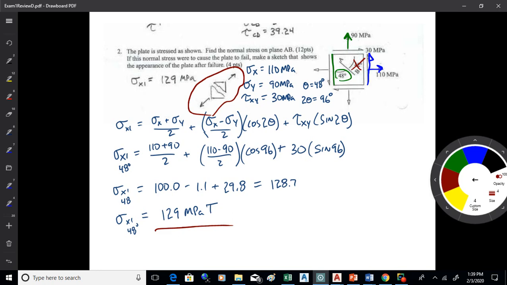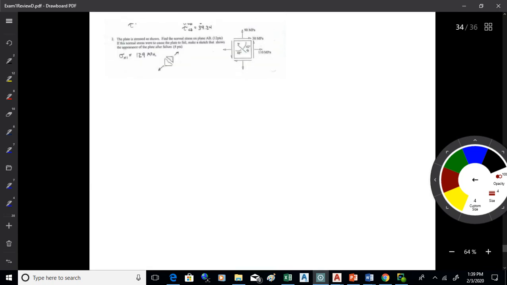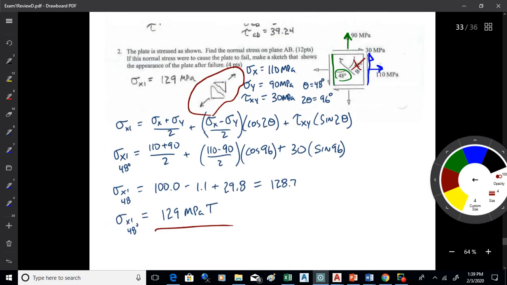Okay. Now, a couple more things on this one, but are we good with that? Any questions on that?